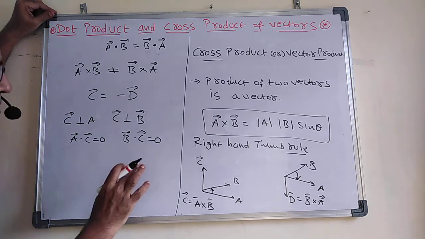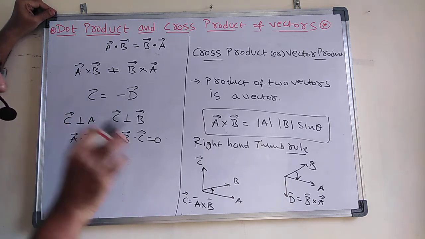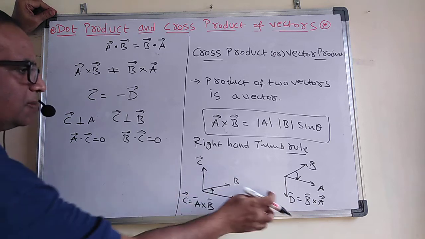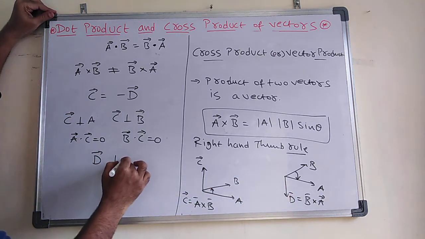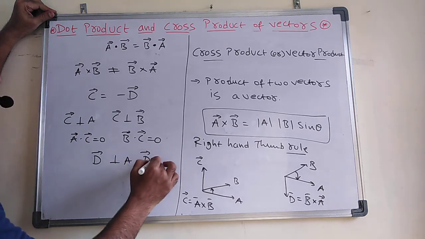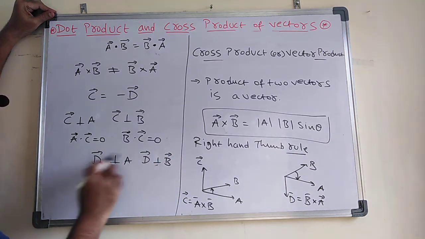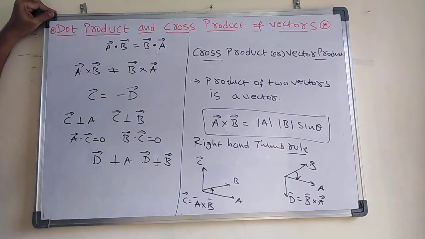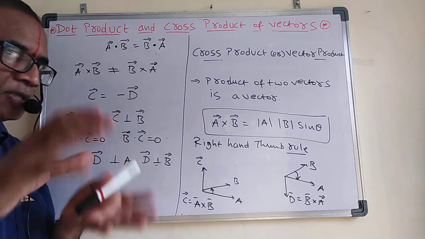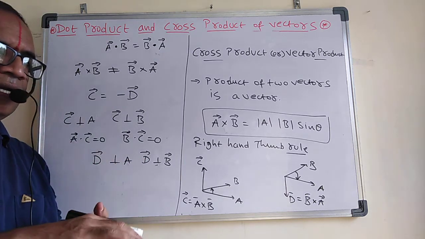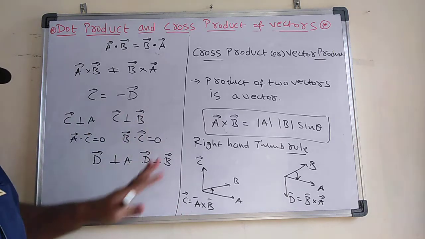The resultant vector you are getting is perpendicular to both A and B. Similarly, D is also perpendicular to A and D is perpendicular to B, and the dot product between these two is also 0. So you should be very, very careful. When you are doing the cross product, because the cross product is linked with direction, you are supposed to see the direction.